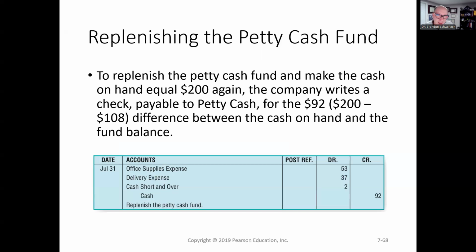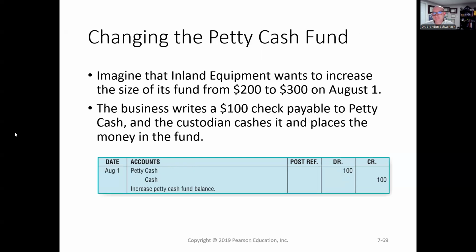So to replenish the petty cash fund, we debit all the expenses based off of the receipts. We debit or credit cash over or short, depending on the situation. And then we credit the cash to replenish the petty cash fund. And then to change the petty cash fund for whatever reason, we just debit petty cash and credit cash.